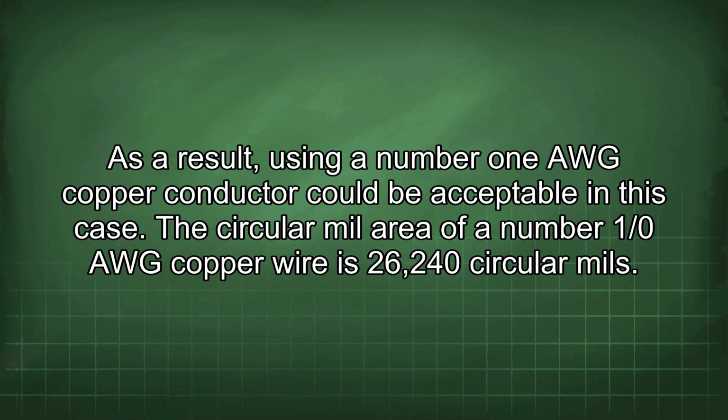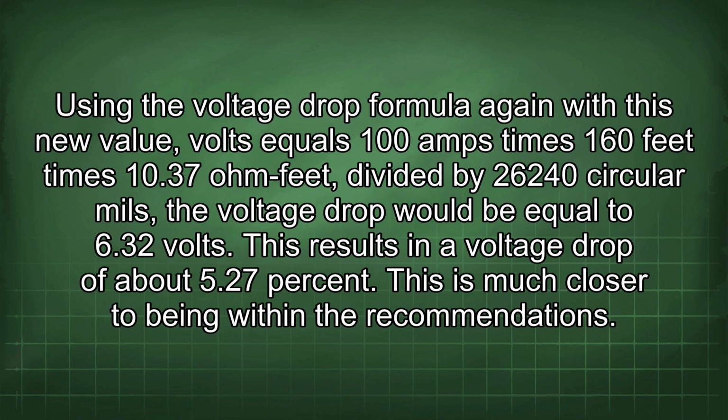The circular mill area of a number 1/0 AWG copper wire is 26,240 circular mils. Using the voltage drop formula again with this new value, volts equals 100 amps times 160 feet times 10.37 ohm feet divided by 26,240 circular mils, the voltage drop would be equal to 6.32 volts. This results in a voltage drop of about 5.27%.